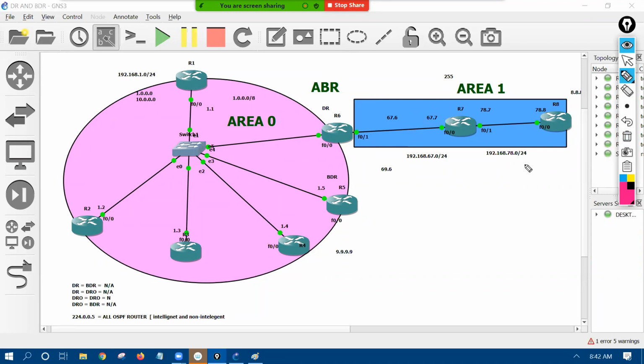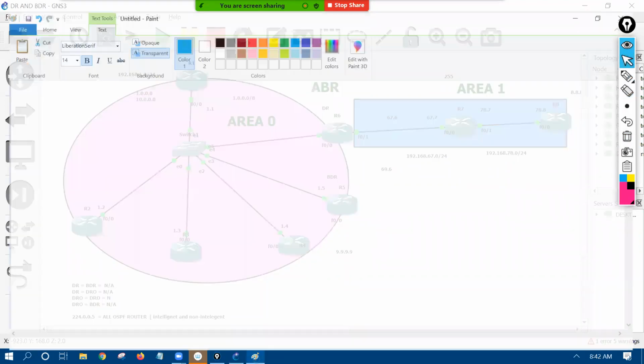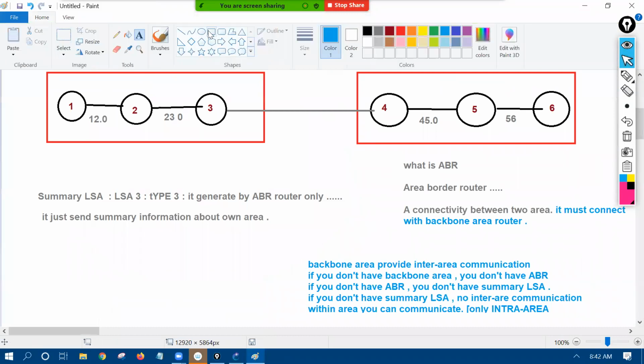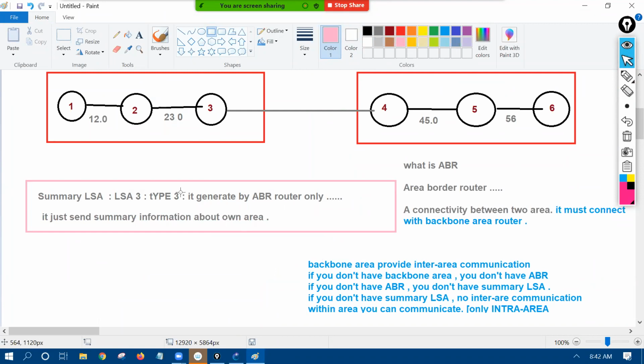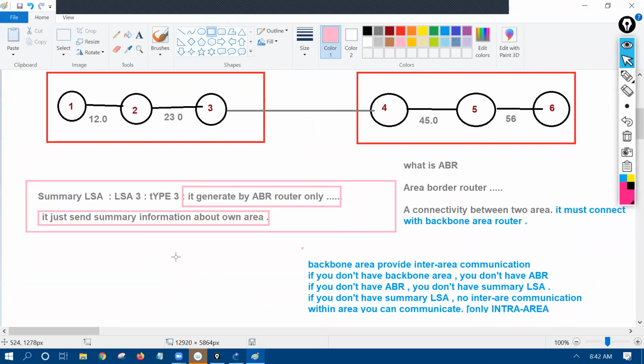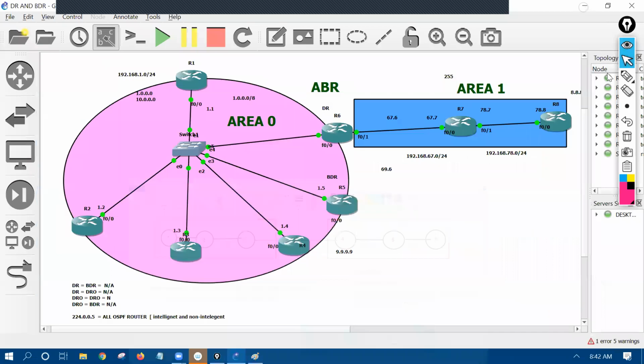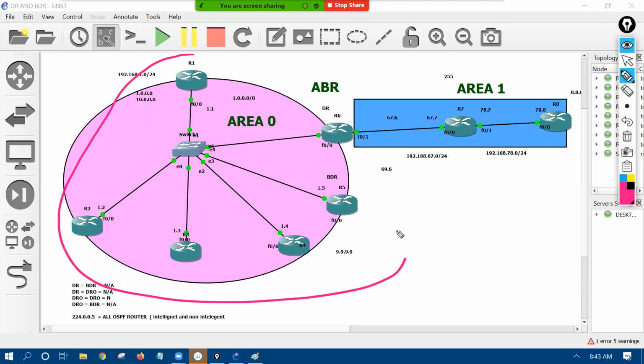So tell me one thing. As I told you, what is a summary LSA? A summary LSA is nothing but short information about that area, right? And it's generated by whom? It's generated only by the ABR router, and it contains just the summary information. So in this area, tell me how many router LSAs and network LSAs will be there? Six router LSAs, five network LSAs.